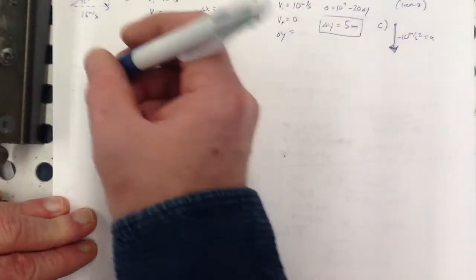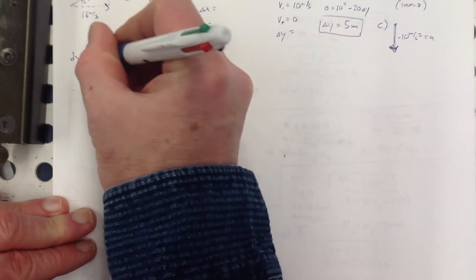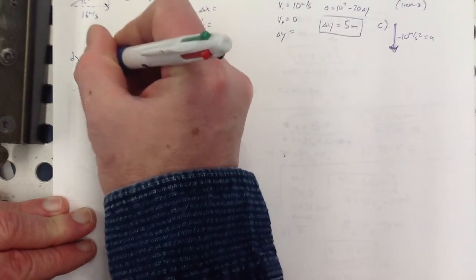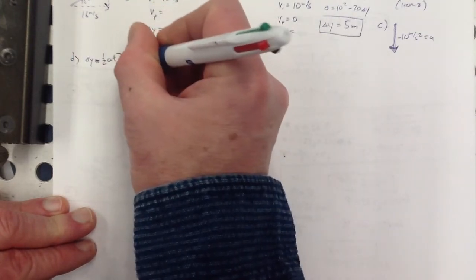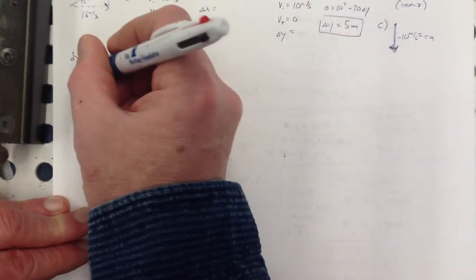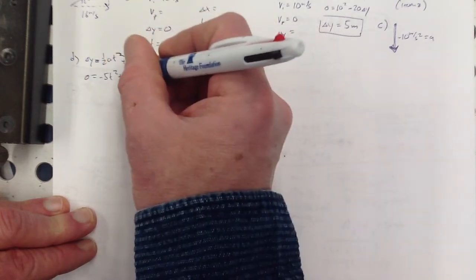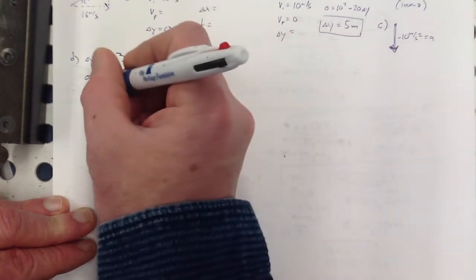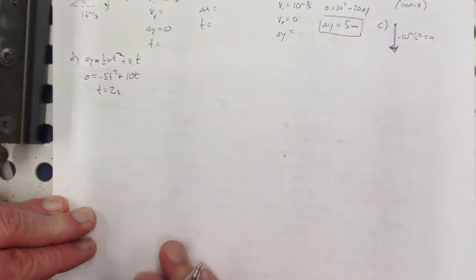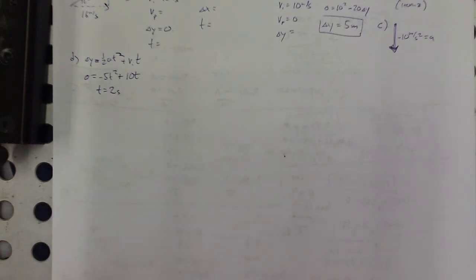How long is the ball in the air for? So now I'm back to here, and my delta y equals 1/2 at squared plus vit, and this is the option play, algebra, or graphing. Either way, you're going to get 2 seconds.